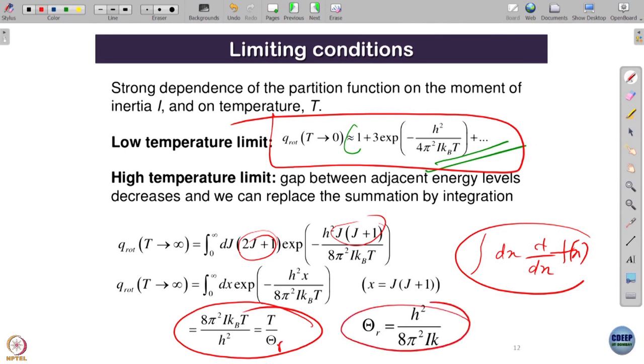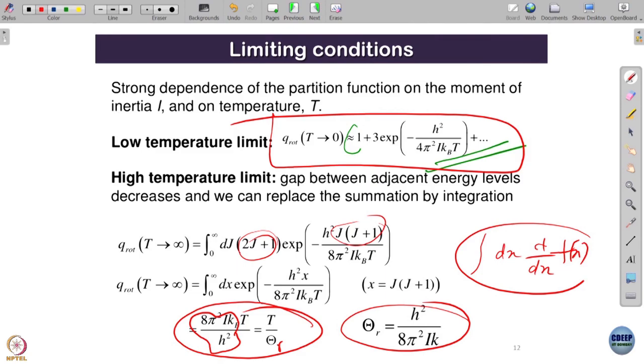So I now have a very nice partition function at high temperature that is proportional to T by θ_r. I define a rotational temperature just like before, θ_r equal to h² by I kB, because the partition function must be dimensionless. So this quantity is the inverse of temperature. Then, just like in vibration, I define a rotational temperature. One has to be a bit careful here.